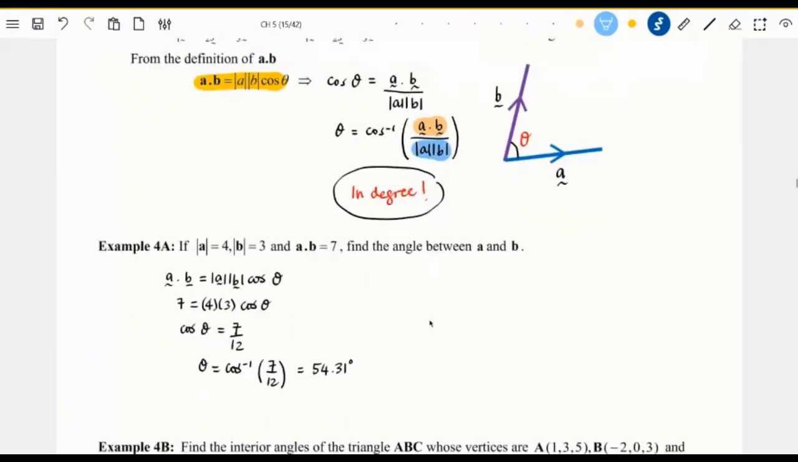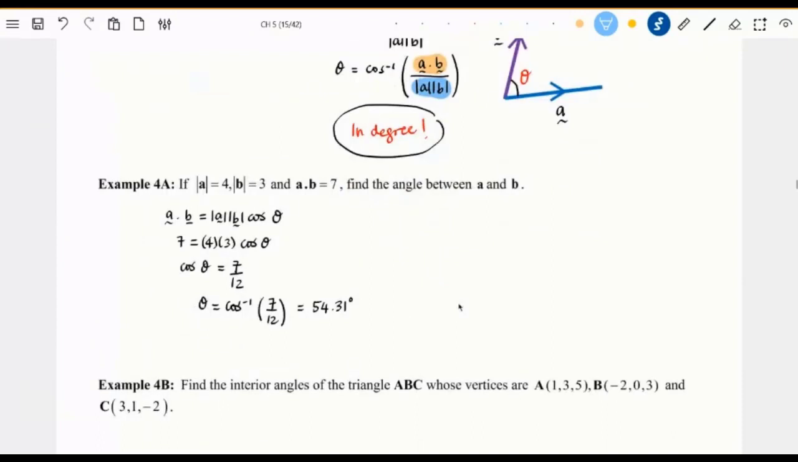For example, 4A, given the magnitude already dengan dot product, you have to find the angle. So just directly substitute, rearranged to make theta the subject. We're going to have inverse cos 7 over 12 equal to 54.31 degree. Make sure final answer angle mesti in term of degree. So that one is 4A.